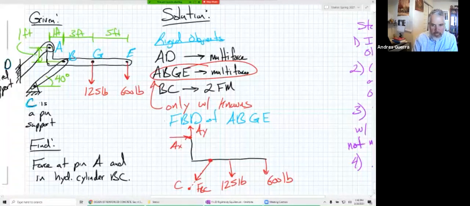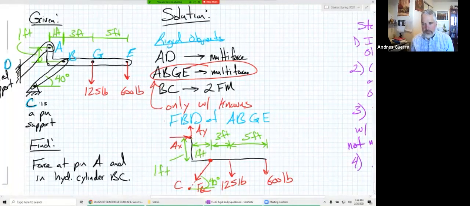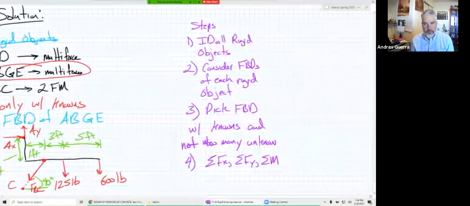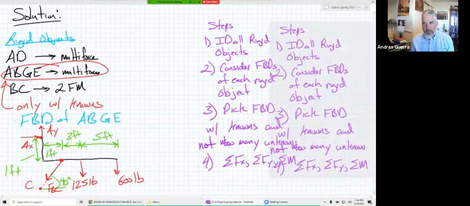We have known values. We can add our geometry here. We know this distance right there is 1 foot. We've got our horizontal distances here: 1 foot, that's 3 feet, and this last one here is 5 feet. I know my scale is off a little bit, but that really doesn't matter. 1 foot, 3 feet, 5 feet, 1 foot there. Oh, and we also know that this angle right here is 40 degrees. So now we have an FBD with three unknowns.